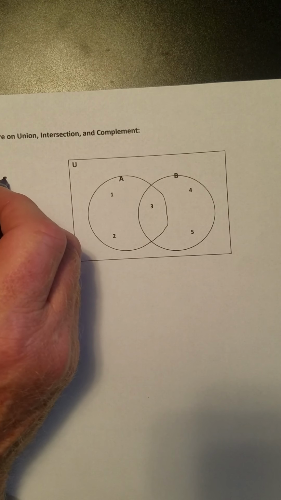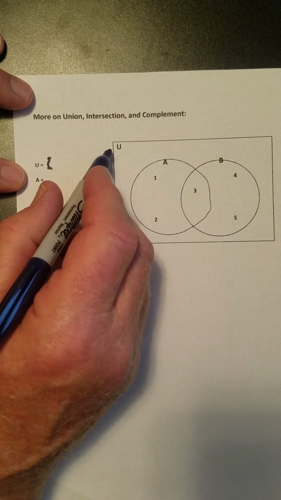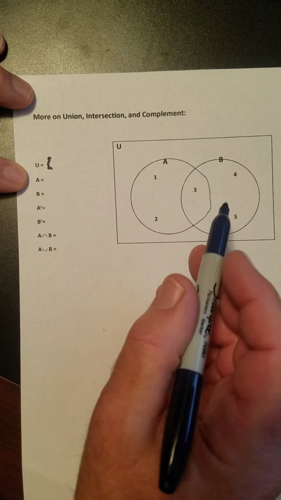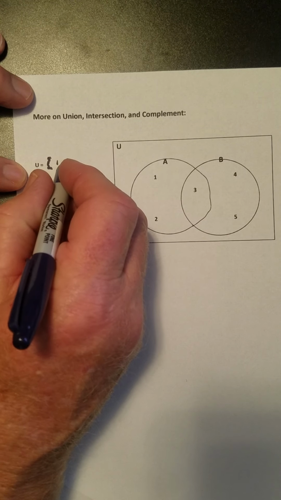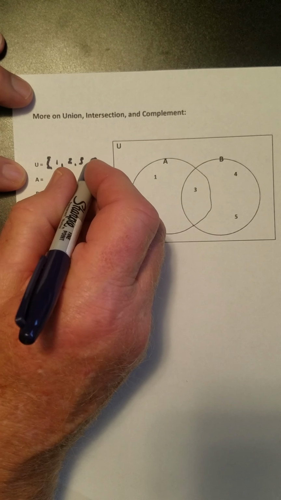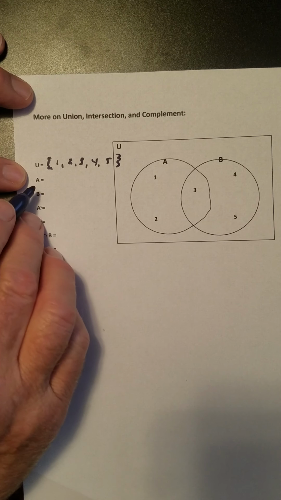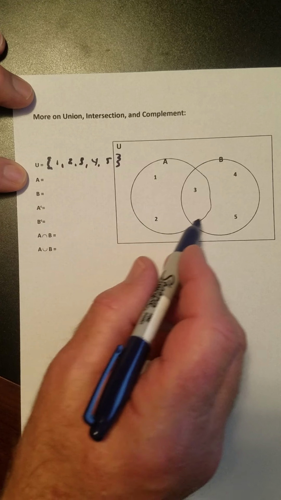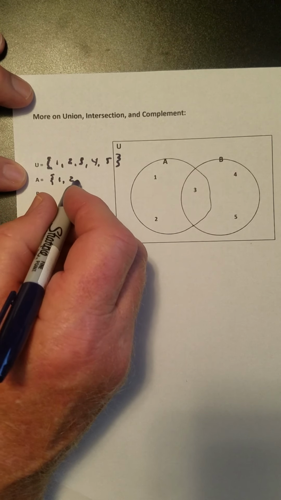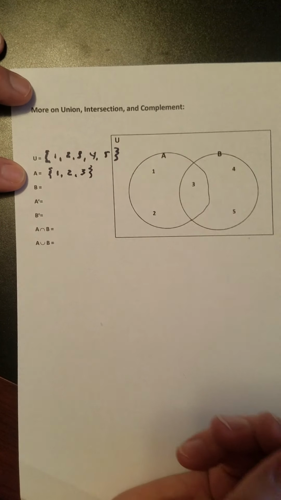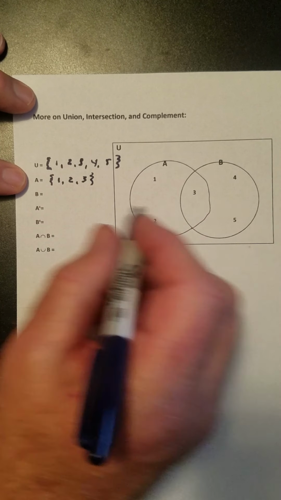Okay, so if I wanted to put over here and I wanted to write in set notation, what elements are in U? So anything inside a rectangle. So I'm looking at numbers here. I see a 1, 2, 3, 4, 5. What's in A? Well, here's the circle for A. I got 1, 2, 3. Set B, it's everything over here, so that's 3, 4, 5.